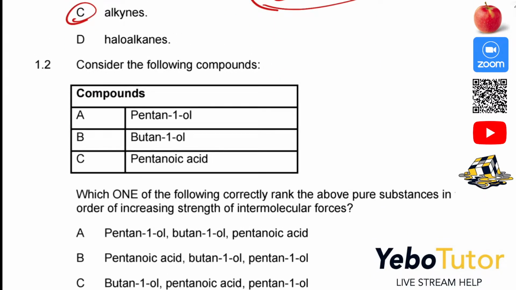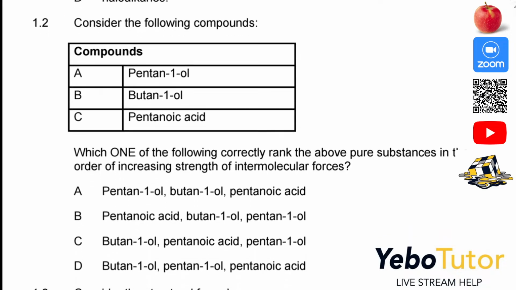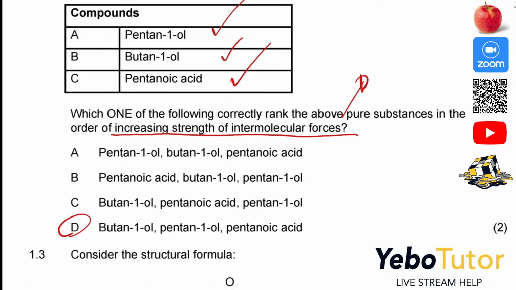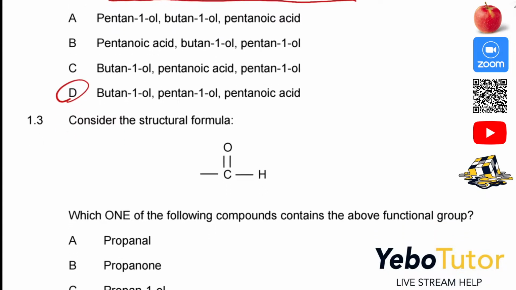Now consider the following compounds. First one, we are given pentyl, or these are all alcohols. Then C is a carboxylic acid, as you can see. Which one of the following correctly ranks the above pure substances in the order of increasing strength of intermolecular forces? Of course, we know that we start with this one, then we go again with this pentyl, then of course the last one will be this one. So our answer will be D, because when we are looking at the intermolecular forces, we know that we have the London forces, we have the dipole forces, and we have the hydrogen bonds. So we need to check that out and use that so that you can be able to rank. They start from the London forces, going from the dipole to the hydrogen bonds. That's how strong they can be.